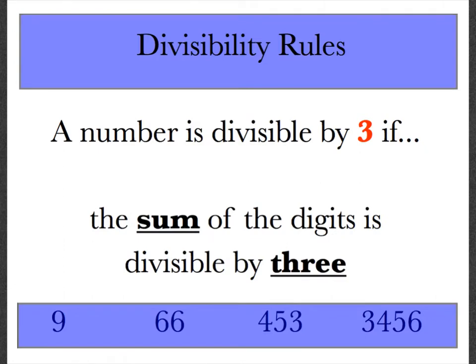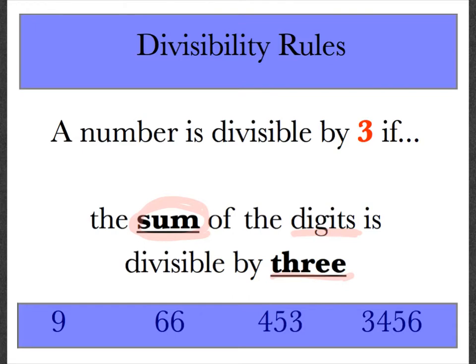All right, so the next one's a little tricky. There are a couple of math words in here we need to focus on. The word sum means to add. So the sum of the digits is divisible by 3. So we're going to look at these digits and we're going to add them up and see if they're divisible by 3. So this first one, which is 9, doesn't need to be divided by anything, but 3 does go into 9 because 3 times 3 is 9.